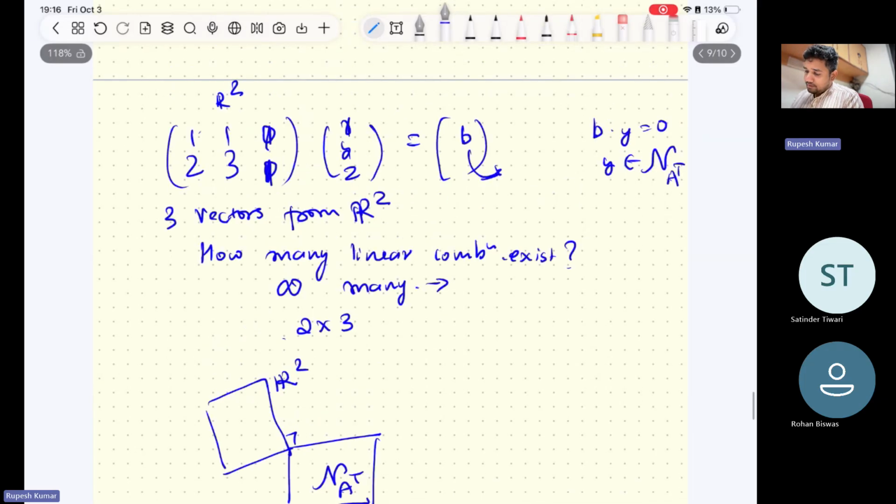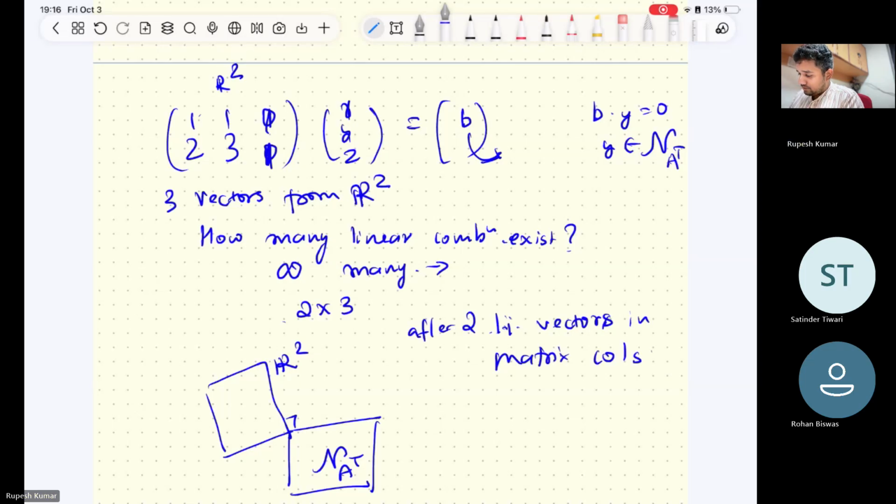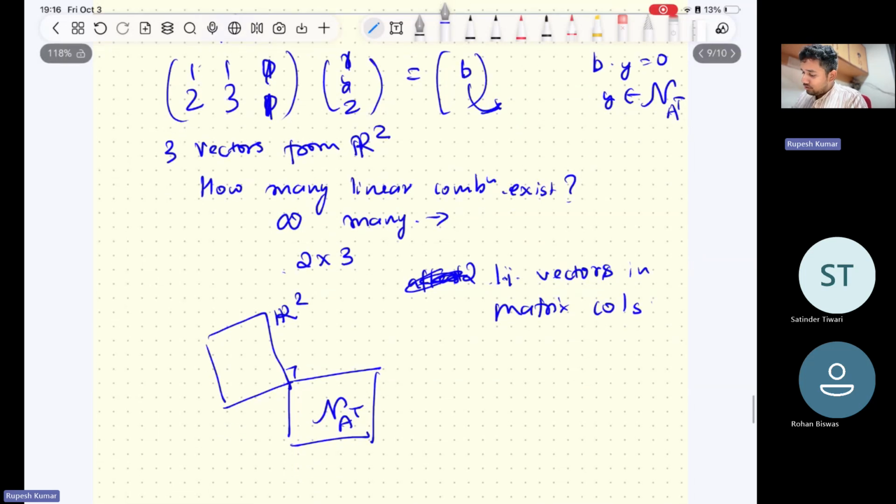Now the question is, if you have at least two linearly independent vectors in the matrix columns, I mean you have only two, either two or one. You cannot have three for this case, right? Now, if you have two linearly independent vectors, then what is the null space of A transpose? Anyone?